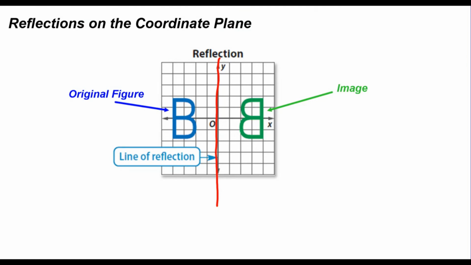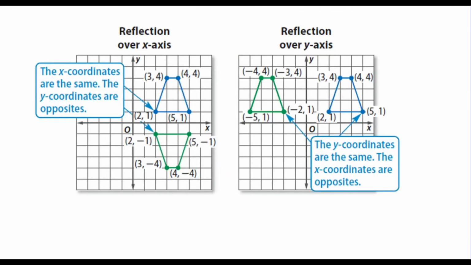Or pretend that y is the hinge of a door and you're taking the door and swinging it open or closed to the other side of the coordinate grid. So it's a mirror image using the line of reflection. So how do we reflect points? There's two ways that we're going to reflect points. We're either going to reflect it over the x-axis or we're going to reflect it over the y-axis.